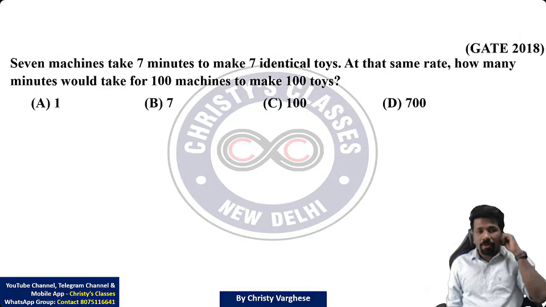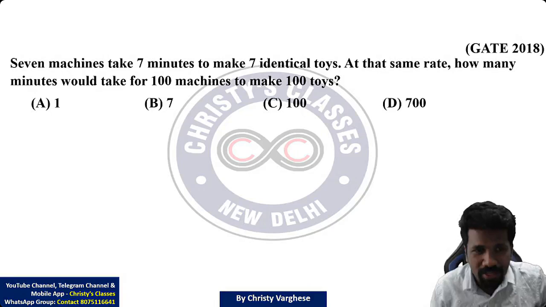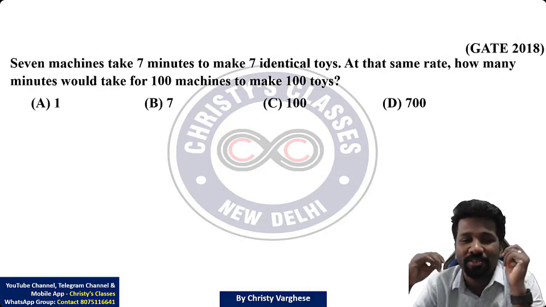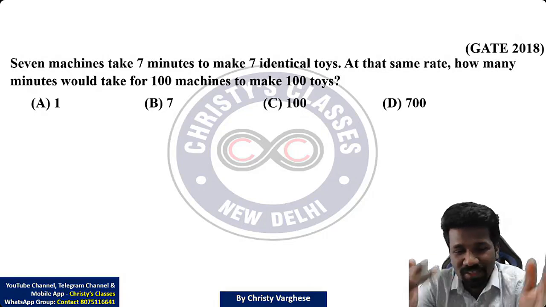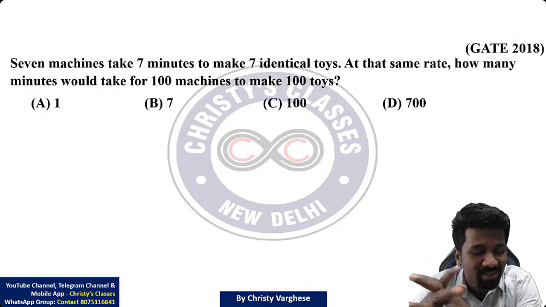Okay, due to lack of time, I will start explaining. This is a fun question actually. 7 machines take 7 minutes to make 7 toys. So 7, 7, 7. At the same rate, how many minutes would it take for 100 machines to make 100 toys? So 7, 7, 7 है तो 100, 100, 100 होना चाहिए.